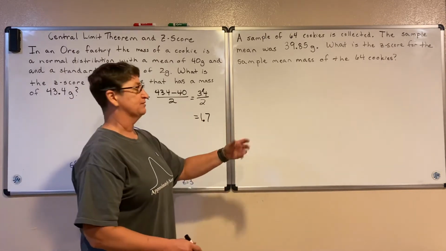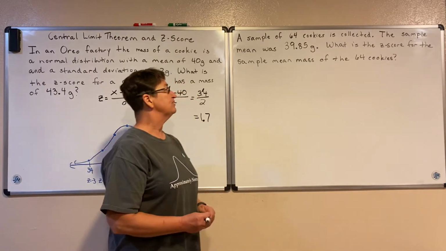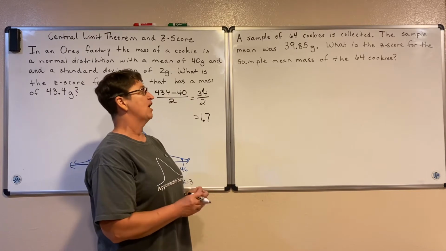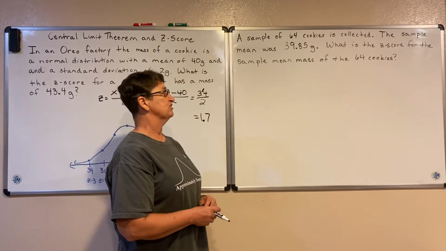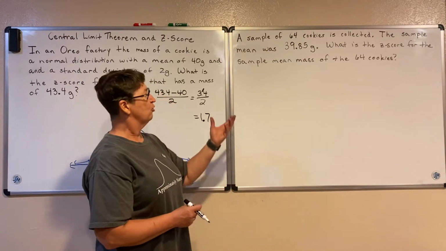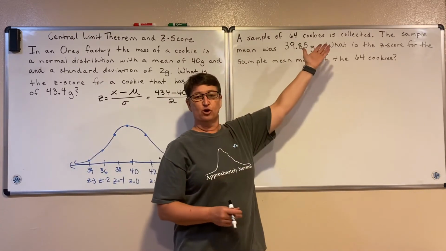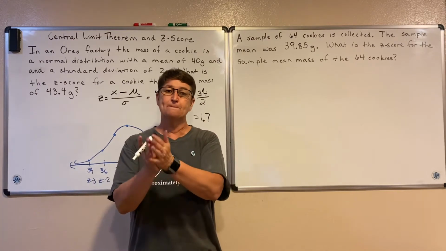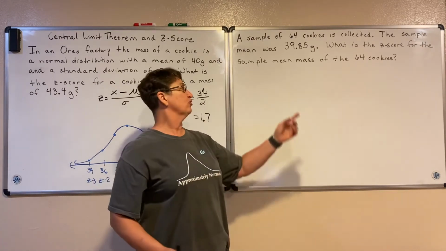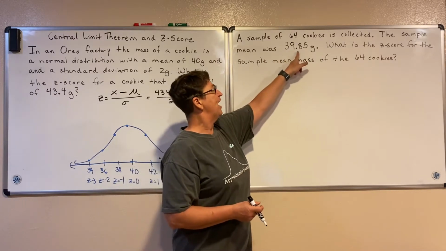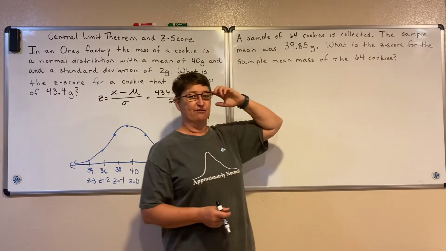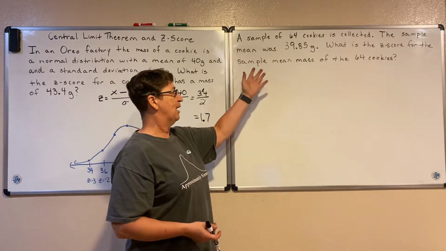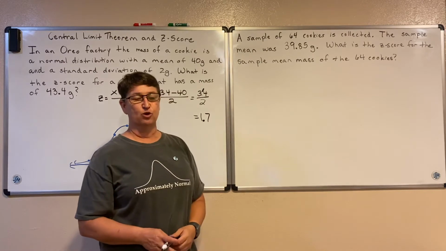Now, let's look at this. Here we have a sample of 64 cookies that was collected. The sample mean of 39.85 grams was collected. So in other words, we collected 64 cookies, we found the mass of each of those cookies, and then we found a mean for those 64 masses, and that mean was 39.85 grams. We want to know what's the z-score for this sample mean mass of the 64 cookies.